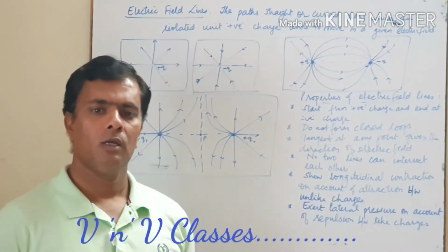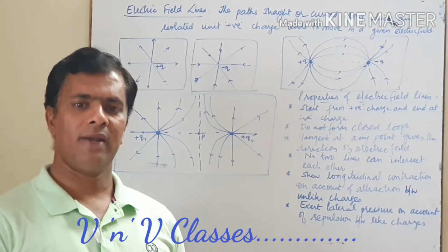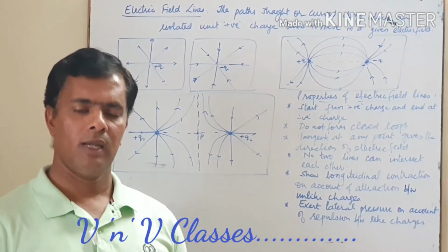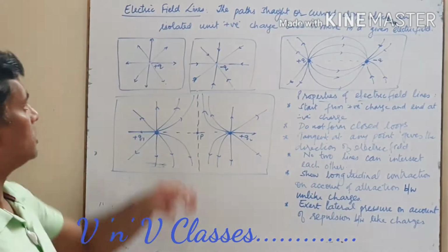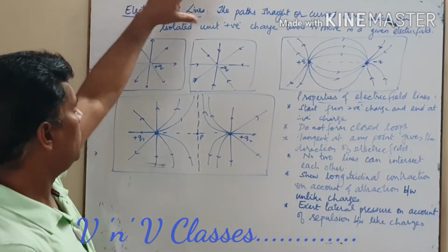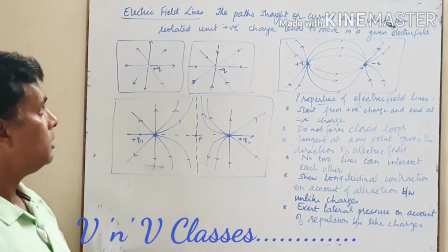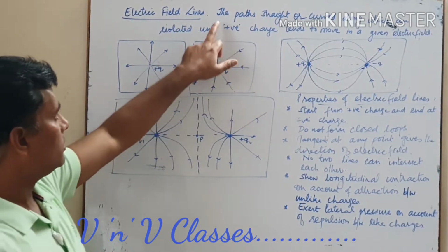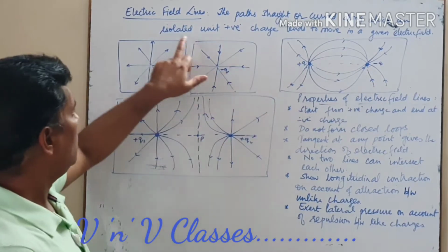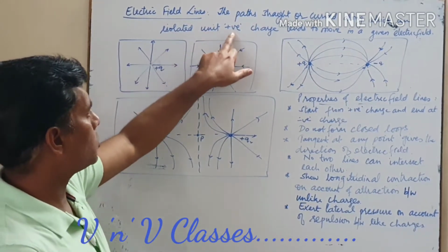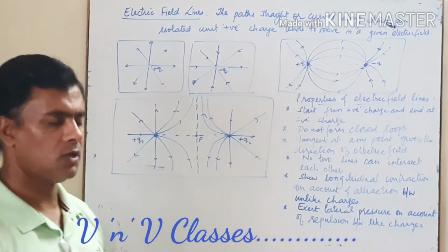Hello students. In continuation to the topic we had just discussed about the electric field concept and its physical significance, now we proceed further with the topic electric field lines. These are a kind of imaginary lines. By definition, what are they? These are the paths, straight or curved, along which an isolated unit positive charge tends to move in a given electric field. What does it mean?